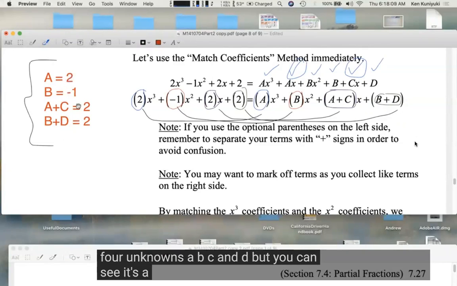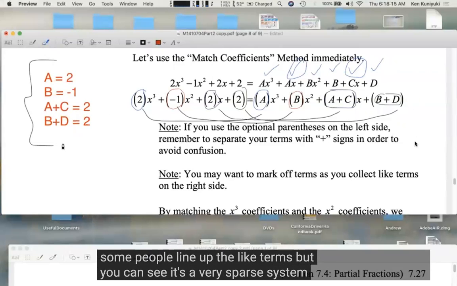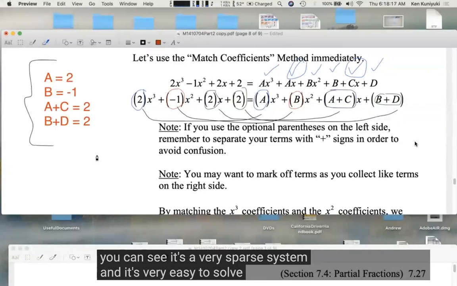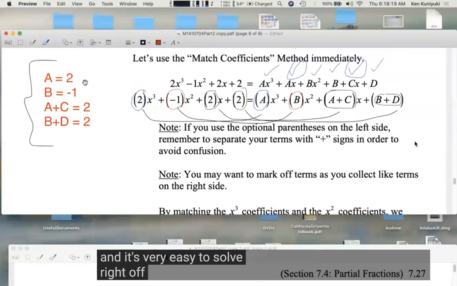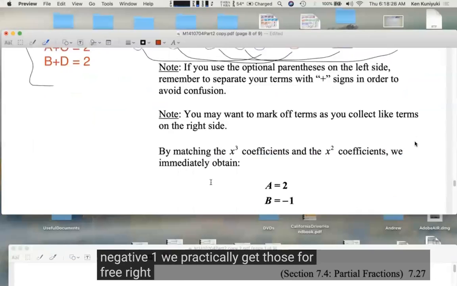But you can see it's a very sparse system. By the way, some people line up the like terms, but you can see it's a very sparse system, and it's very easy to solve. Right off the bat, A equals 2, B equals -1. We practically get those for free, right?